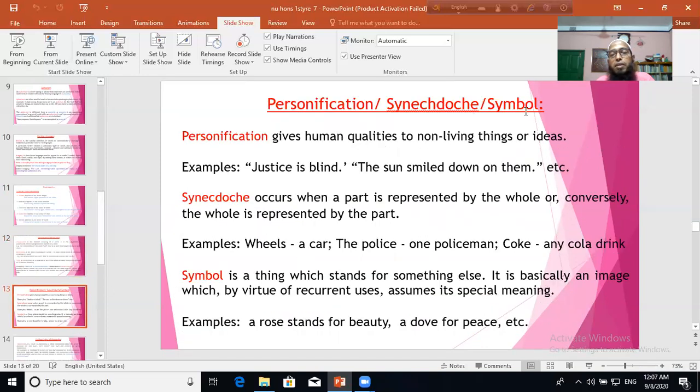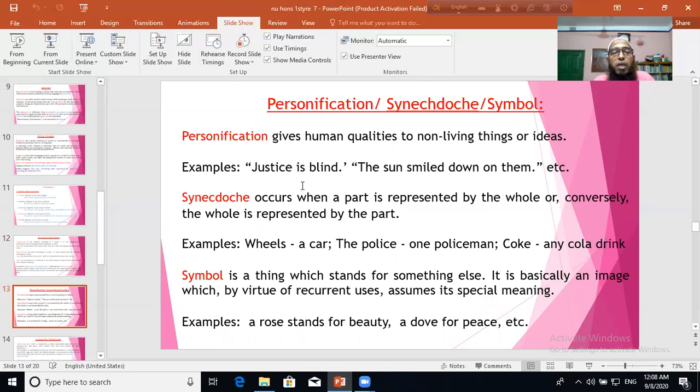Personification, synecdoche, and symbol. These are the other literary terms. Personification, that is important because when you go through the poems, you will see a use of personification. Personification gives human qualities to non-living things or ideas. The qualities of human being. When the qualities of human beings are given to non-living things, then it is called personification.